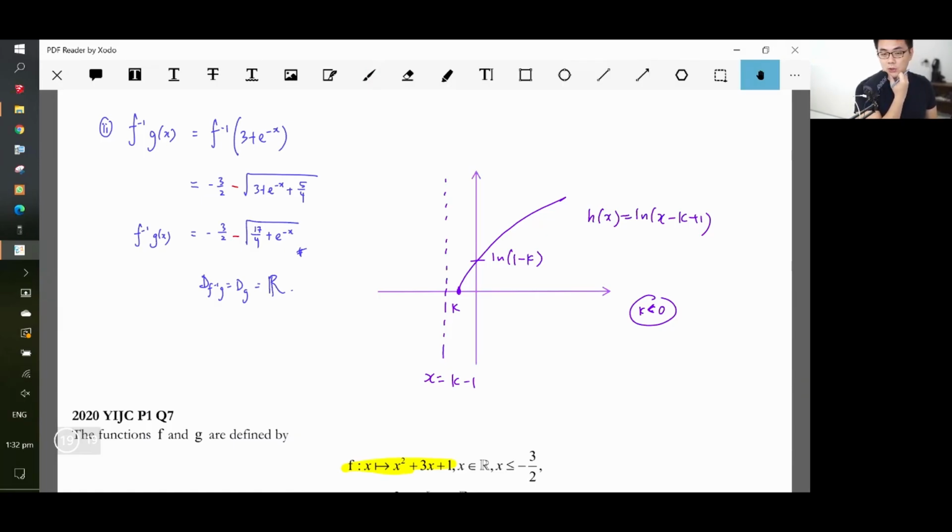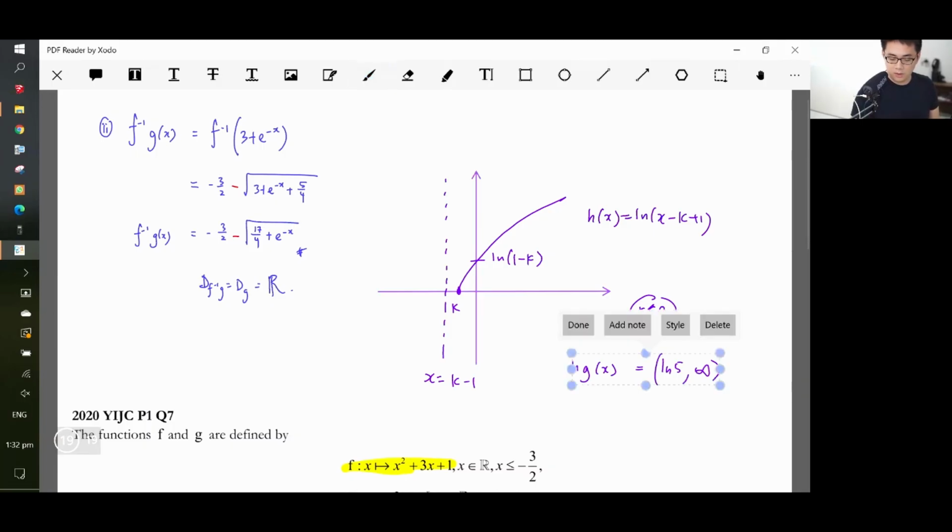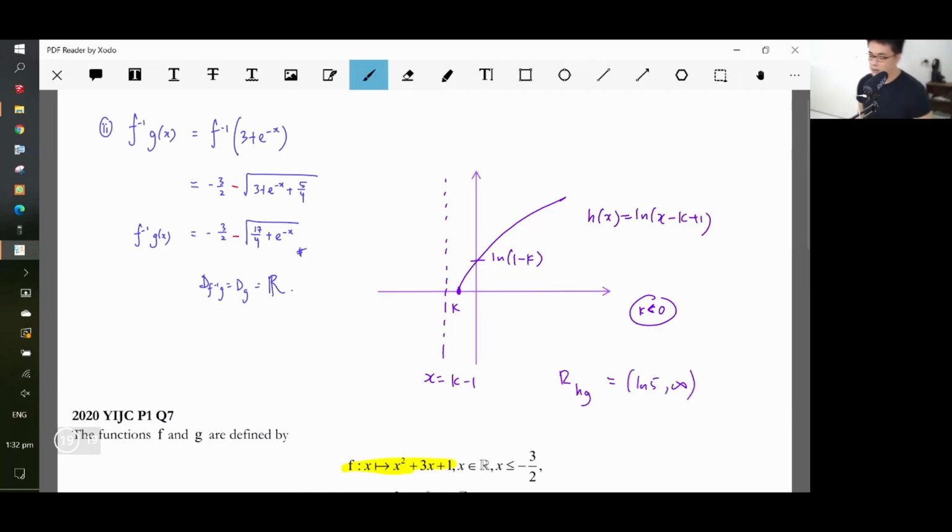Then you're told to find a value of k such that the range of hg, so this is hg, right, is given by ln 5 to infinity. So the range of hg is ln 5 to infinity.